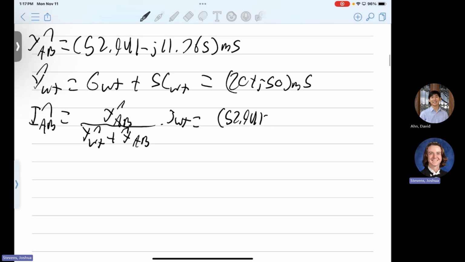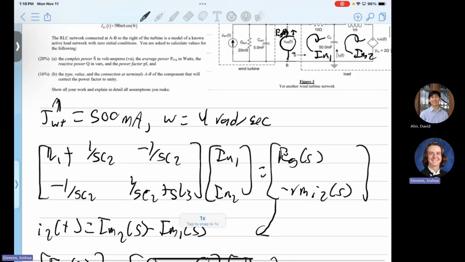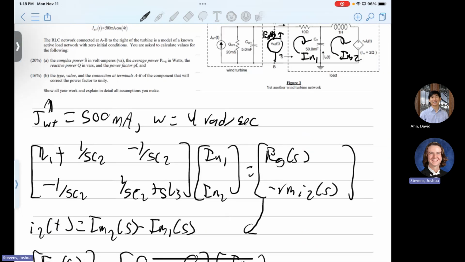52.941 minus J11.765 times 10 to the negative third, all multiplied by 0.5 plus J0. And the reason for that 0.5 is because given our phasor current is 500 milliamps, which is the same as 0.5 amps.